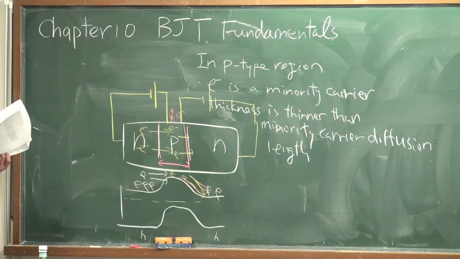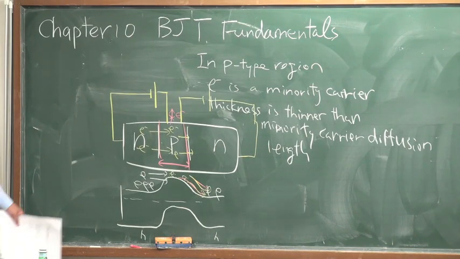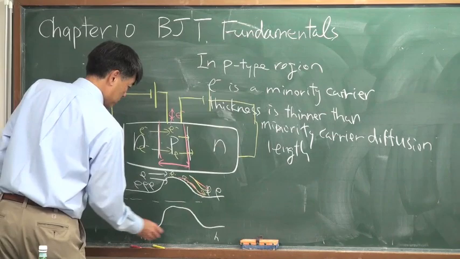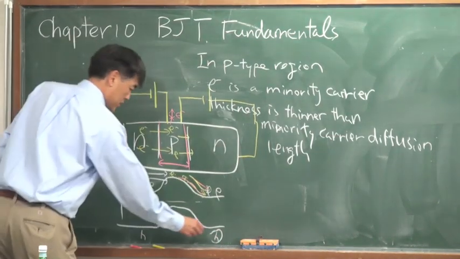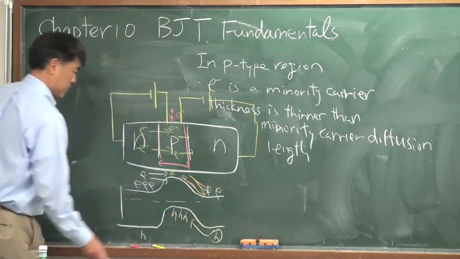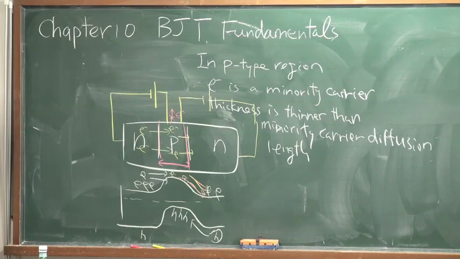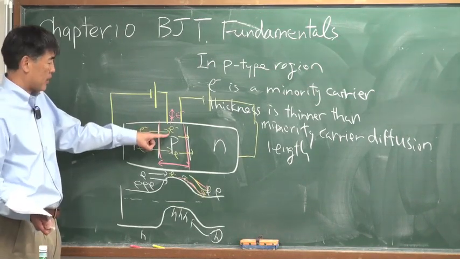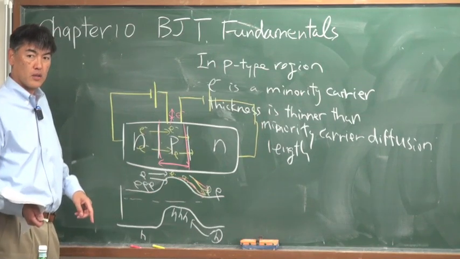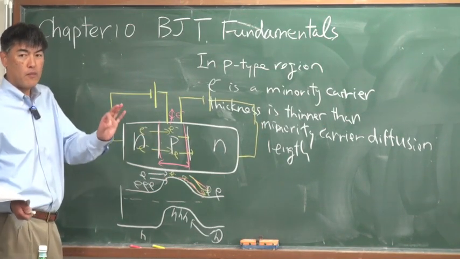So this is a typical operation. And also you can see in this diagram that there are some holes that fall into this region from this way. So some electrons coming in go out, very little, or current due to holes occurs.